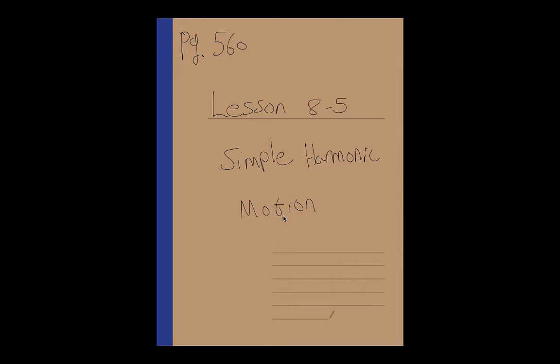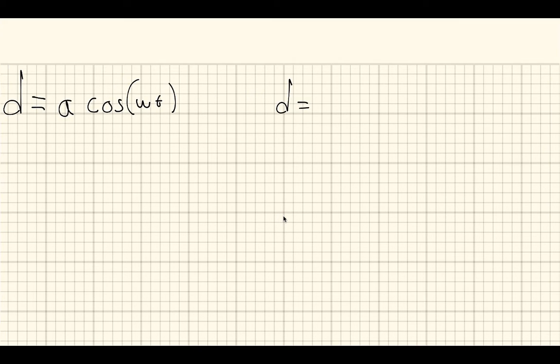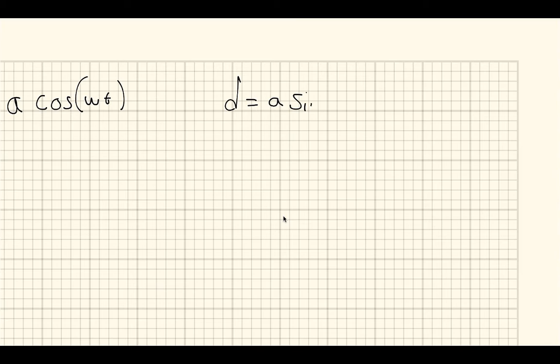So let's go ahead and look at it. If you recall, our equations for sine and cosine are going to look a little bit different just because we're doing applied problems. So rather than y and x, we're going to be using d and t for distance and time. So we have our two equations. The first one, d is equal to a times cosine of wt. And then it's the same thing for sine: d equals a times sine of wt.